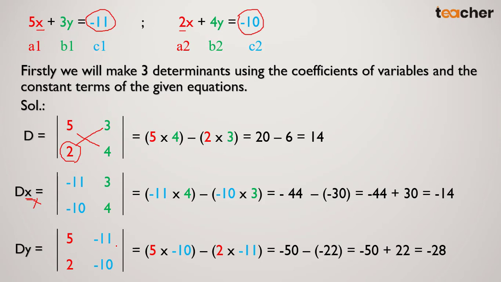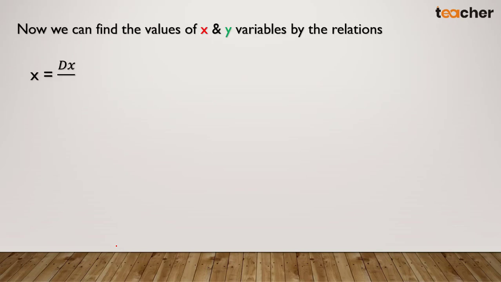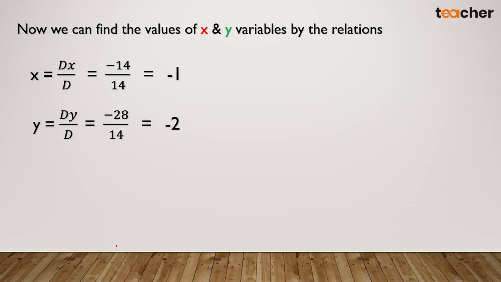Now using the values of D, Dx and Dy, we will find the values of the x and y variables. Actually, solving simultaneous equations means finding the values of the variables. So for finding x, we have to write Dx upon D. The value of Dx is minus 14 upon 14, therefore it is minus 1, and for y, Dy upon D, that is minus 28 upon 14, that is minus 2. In this way we can find the values of x and y using Cramer's rule, that is minus 1 and minus 2. Hope you have understood this Cramer's rule.